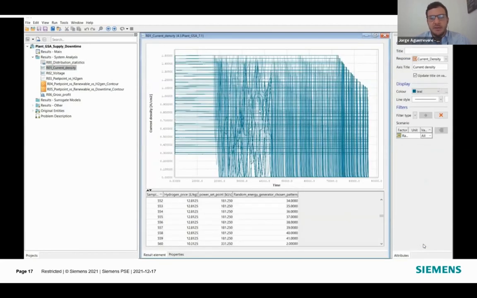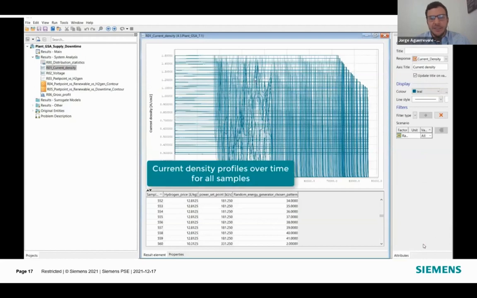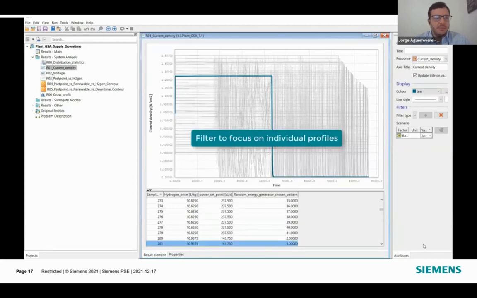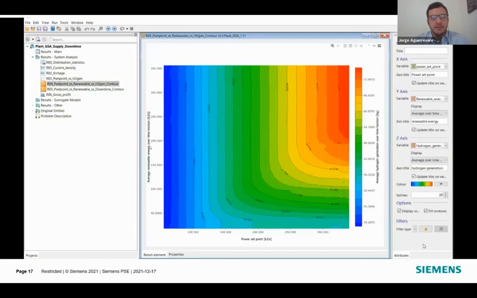And we can look at the current density that the cell has been operated at over all of these, and start to zoom into individual days and check what the voltage of the cell is doing. But we can also start to look at contour maps where we look at, okay, what's the average renewable energy availability in these scenarios, and what power am I operating at, and what's the hydrogen production.